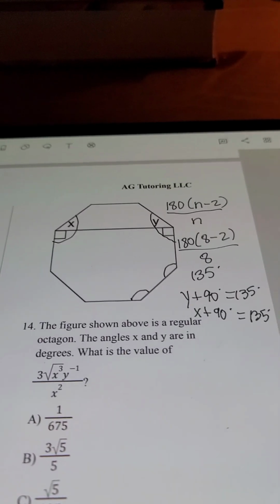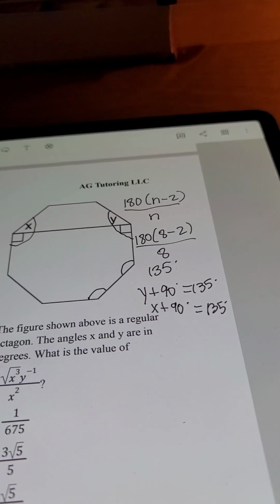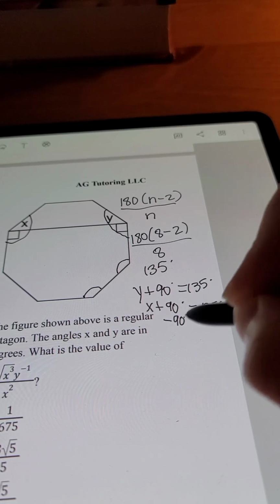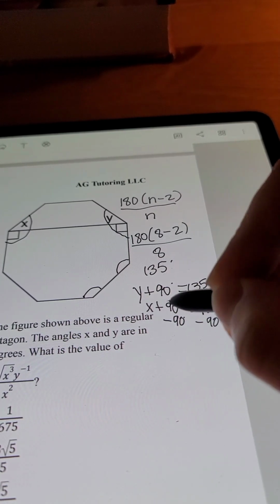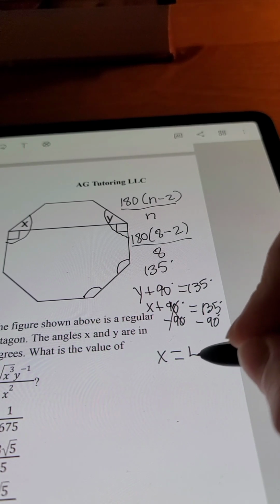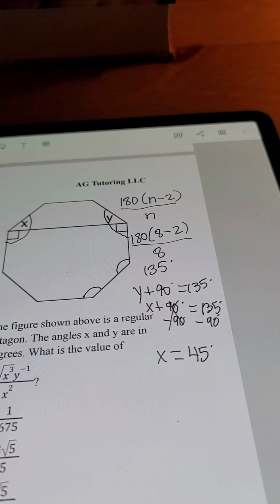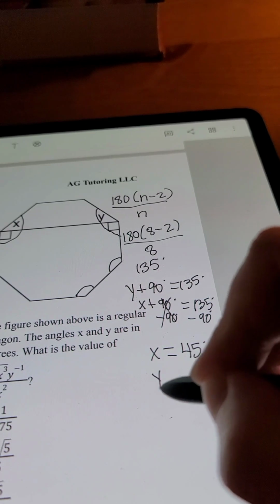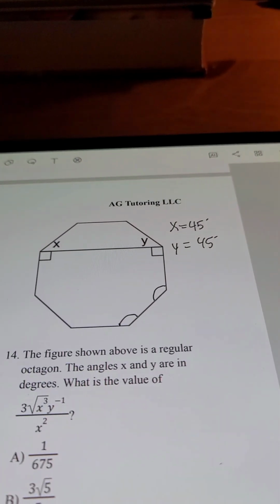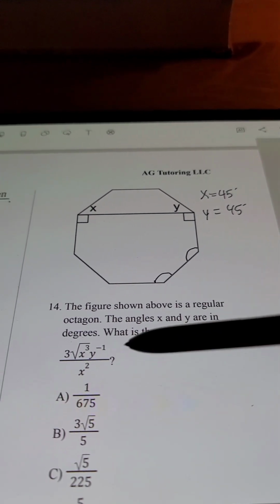Now, we know x and y are equal, so technically just find one and you've found the other. So let's just do x. We're going to subtract 90 degrees from each side to get x by itself, and we get that x is equal to 45 degrees, which means y is also equal to 45 degrees. So I just rewrote it like that over there.